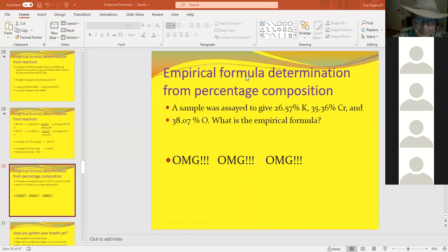Okay, Dana. I have a sample, and that sample was assayed to give me 26.57% potassium, 35.36% chromium, and 38.07% oxygen. I have no weights there, do I? No. But they all add up to 100, right? Now, you said 2, right? Yeah. If you have 2 grams of your compound, can you tell me how many grams of the potassium you have of that compound?